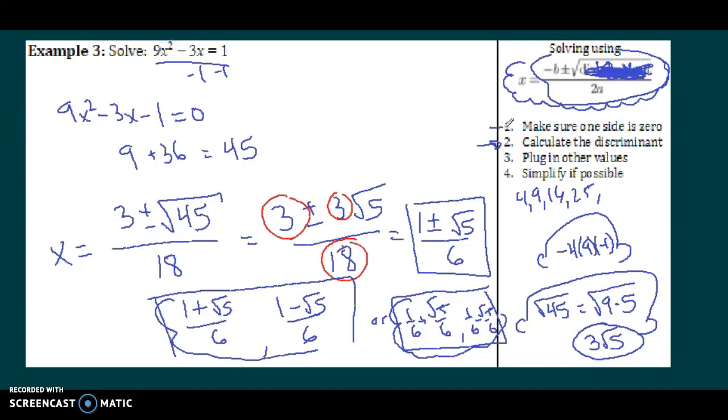Just make one side 0. Take your time with that discriminant. Plop in the other values. Simplify. It's going to be good. Good luck. Oh, there's another video on this same page where I give a decimal answer. These are considered exact answers.